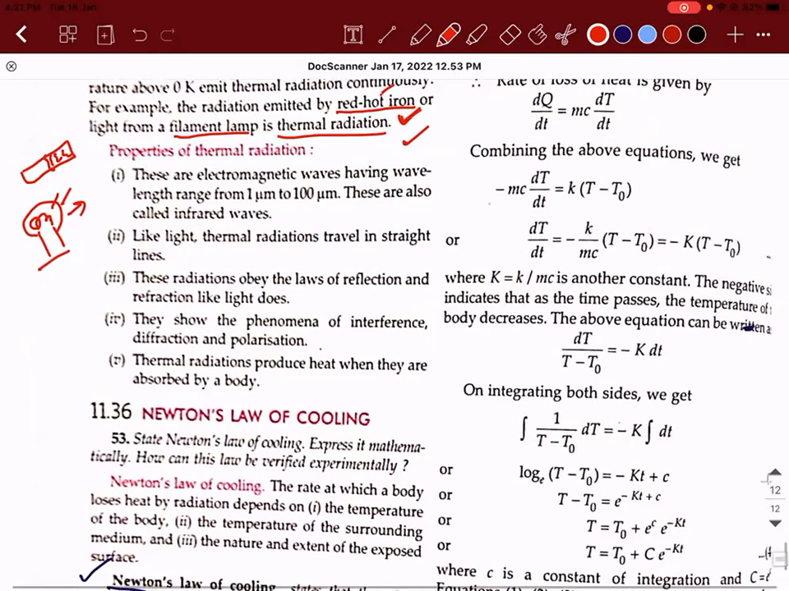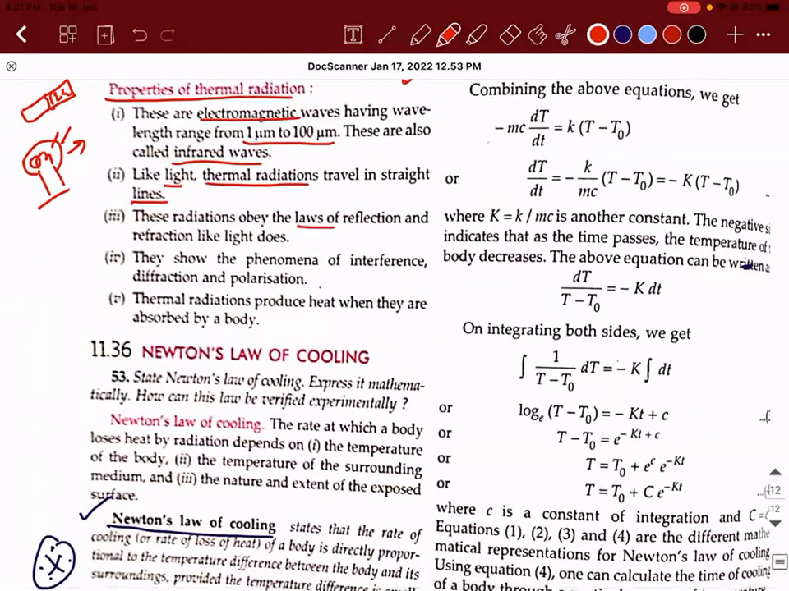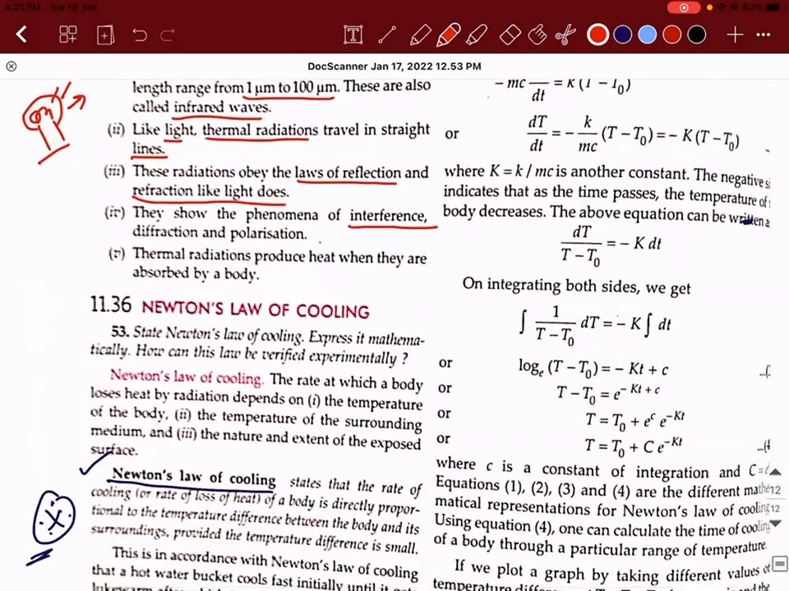So, properties of thermal radiation. What are thermal radiations? These are electromagnetic waves which have wavelength ranging from 1 micrometer to 100 micrometer. These are also called infrared waves. So thermal radiations are nothing but infrared waves only. Like light, these thermal radiations also travel in straight lines. Similarly, these radiations obey the laws of reflection and refraction like light does. Next, they show the phenomena of interference, diffraction, and polarization. Don't worry about this part also.